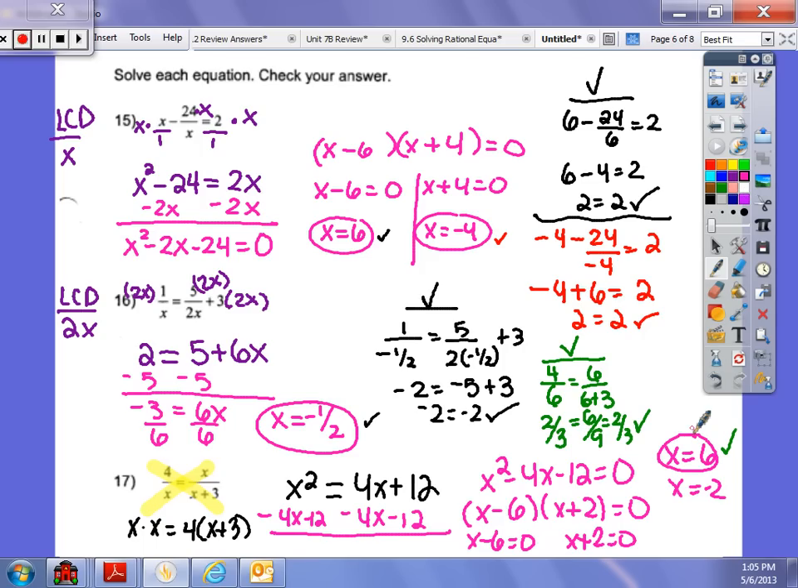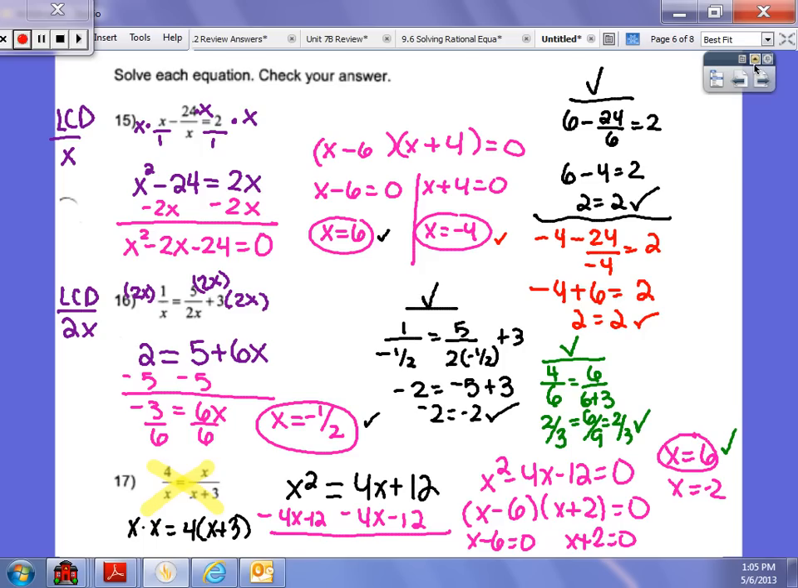Okay, now for the other one, I'm going to check in dark blue. So you always have to check both answers. So 4 over negative 2 equals negative 2 over negative 2 plus 3. 4 over negative 2 is negative 2. Negative 2 plus 3 is 1. Well, negative 2 over 1 is negative 2. That also checks out. So both answers check out, and we have no extraneous solutions.